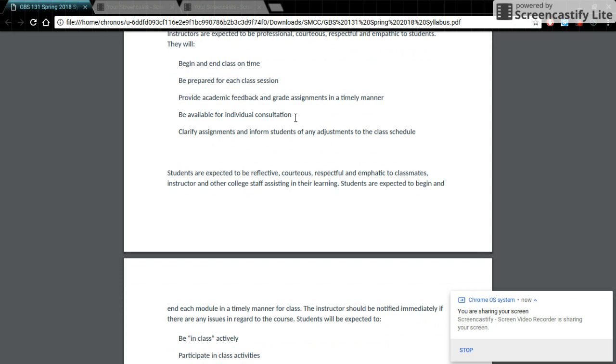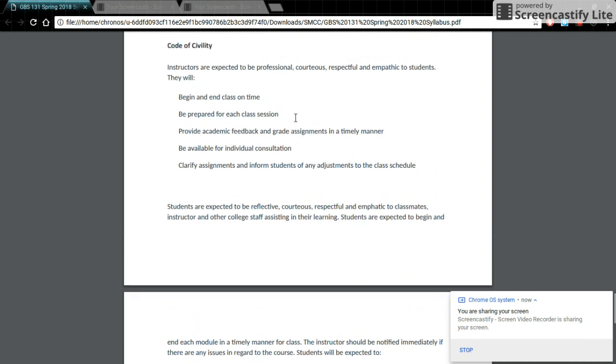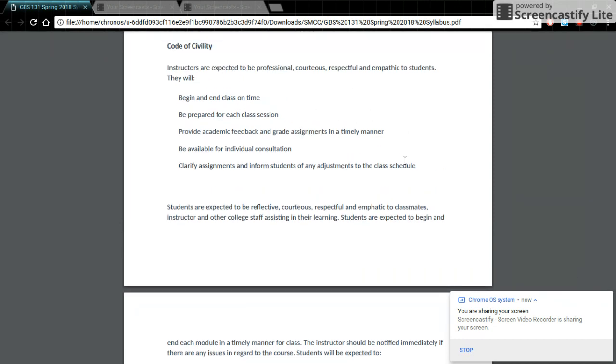To be available for individual consultation, remember, you can make appointments via email to me, to have a virtual office hour, one-on-one, or in person at LRC. So I will be available for that. I'm not going to be a ghost in the classroom. I will clarify assignments and inform students of any adjustments to the class schedule. As I said before, that's me being professional and empathic to you all. So if anything changes, I will let you know.